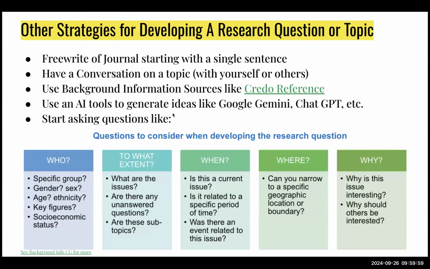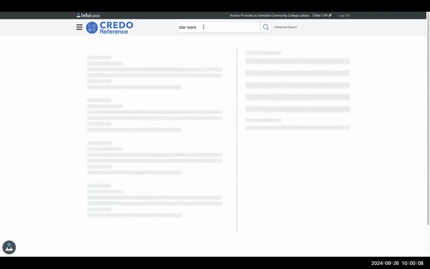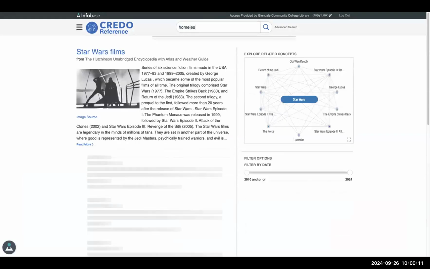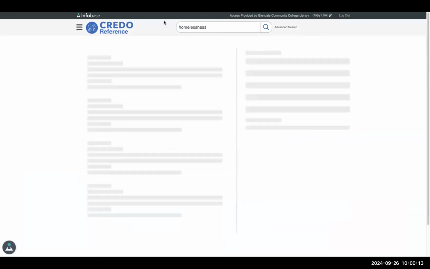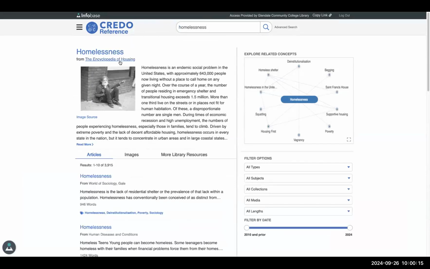What do people care about? Well, you can talk to people. We have a source called Credo Reference. This is really great. This is our encyclopedia database. And so the great thing about Credo is you can look up topics just like you can in Wikipedia or in Google. And again, it gives you a concept map already.